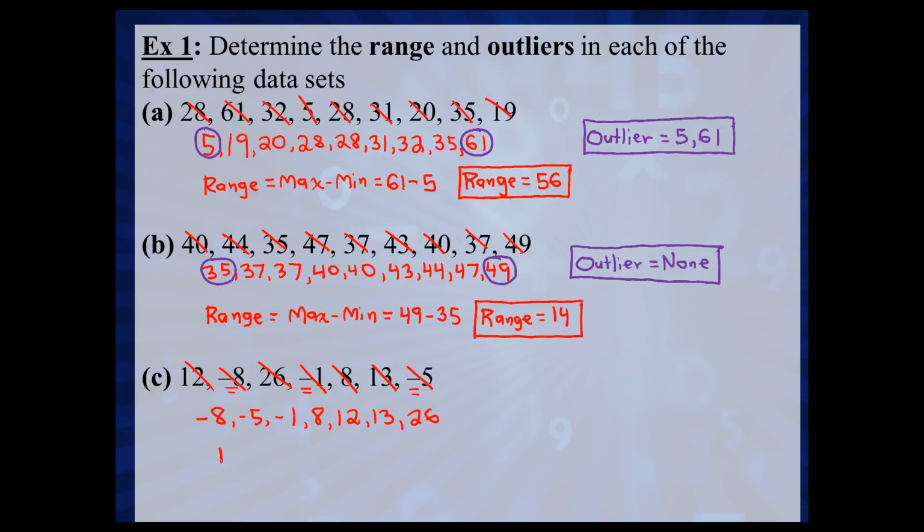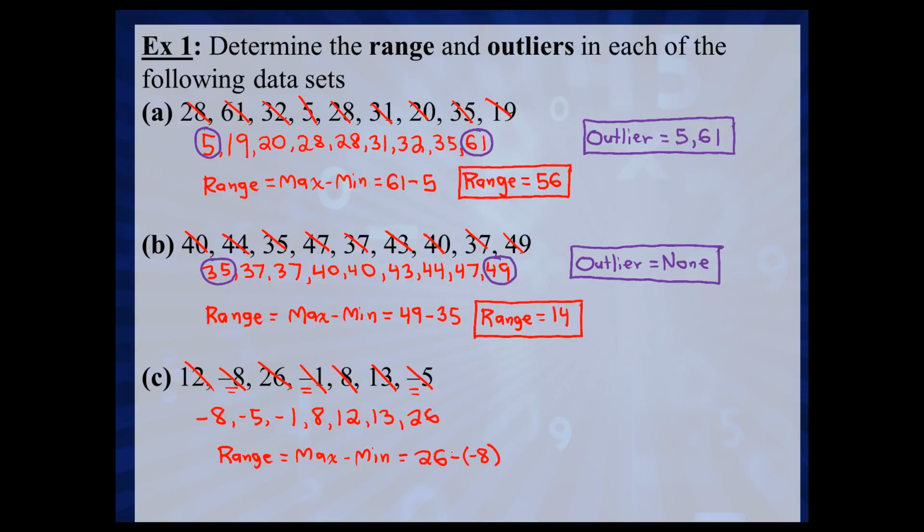Let's calculate the range first. So my range would be equal to max minus min, which would be equal to 26 subtract. Now, I'm going to write down -8 in brackets so it doesn't look weird. So I'll treat it like the notation we use for integers. We have 26 subtract -8.